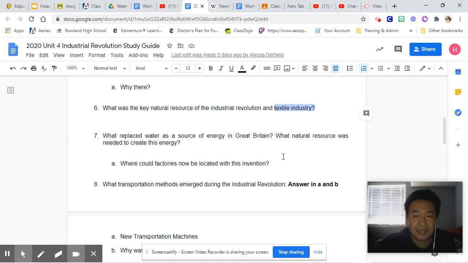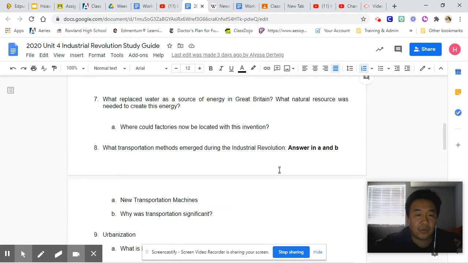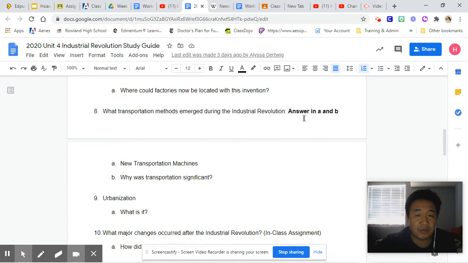Again, same places, okay? What transportation methods emerged during the Industrial Revolution? And then new transportation machines, and why was transportation significant? Okay, this is actually going to be on page 173 and also 174. And those are going to be talking more about the inventions and new things.